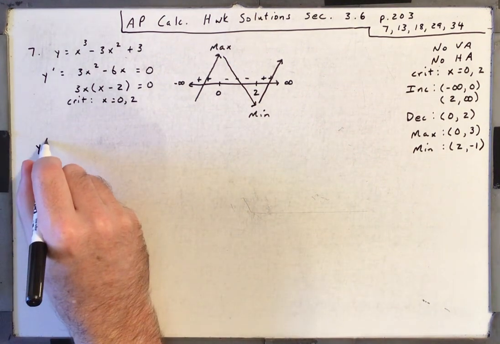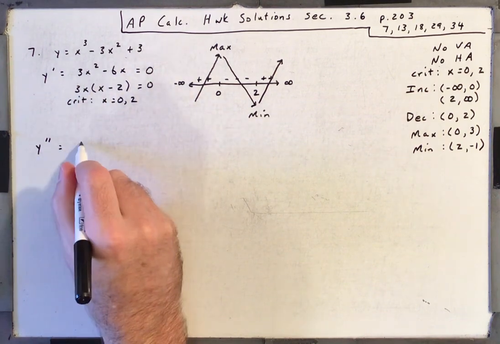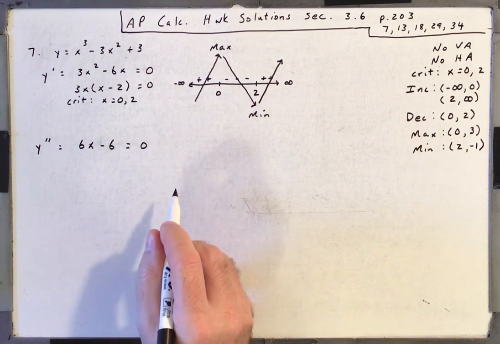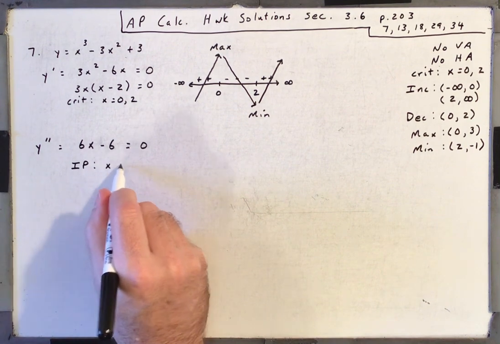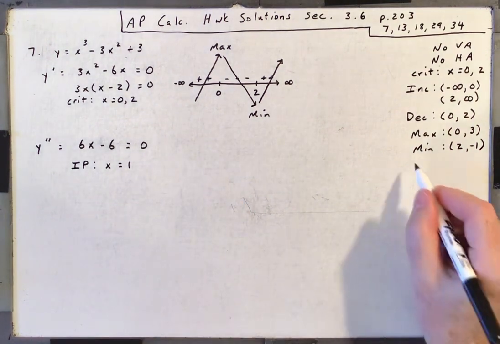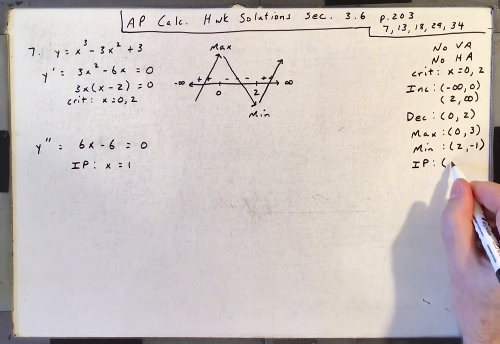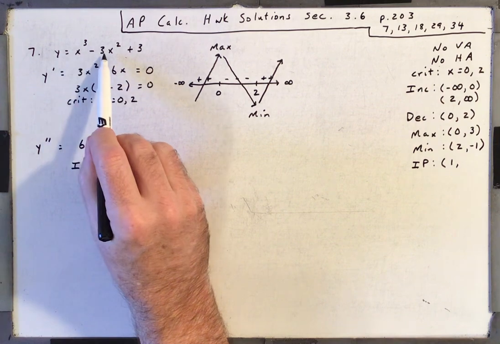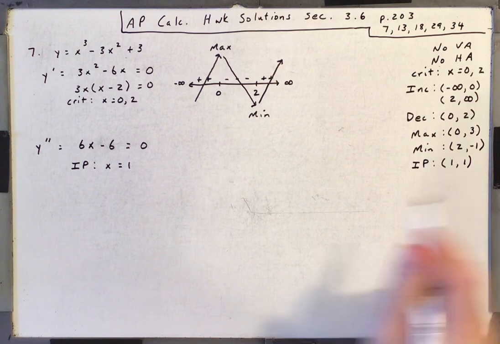All right, second derivative. That's going to be 6x minus 6. Set that equal to 0. So we have an inflection point at x equals 1. Okay, that'd make that 0. I like to write everything down as I come to the conclusion. So 1, I'm going to plug in a 1. That'd be 1 minus 3, negative 2 plus 3 is 1. So it'd be at 1, 1.